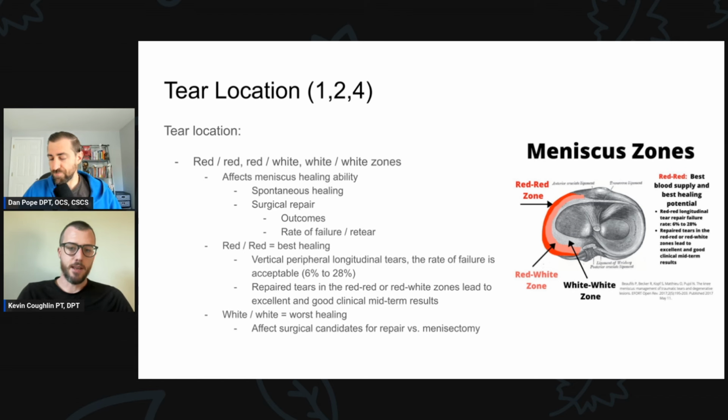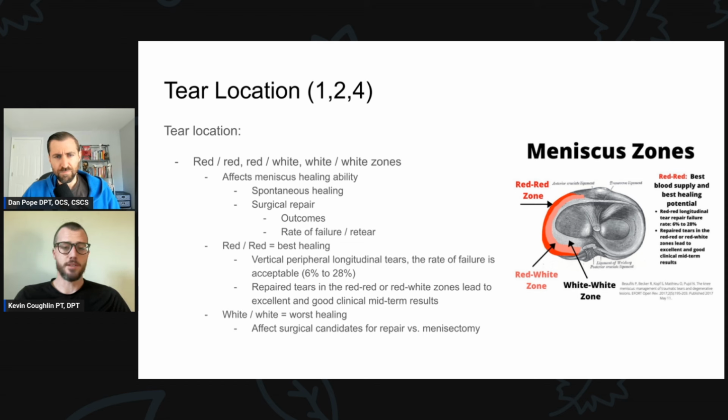Here's a great image just showing the different zones of the meniscus, because I'm sure we all learned about this in school a little bit, and it's definitely something a lot of people are familiar with. But I think a good review is that we have the red, the red-white, and the white zones. That's just going from the outside, working your way inside. And it's showing which zones get a good blood supply and which zones don't.